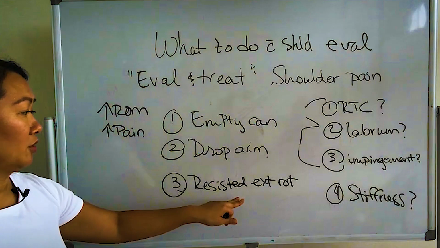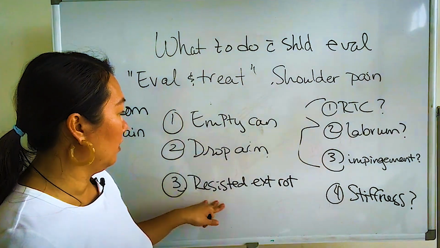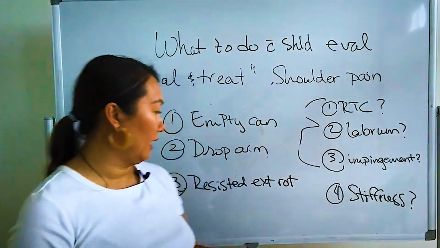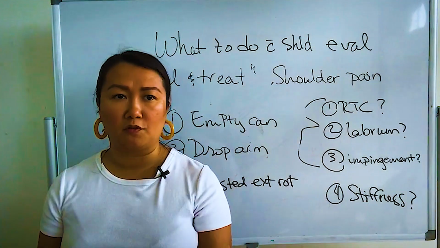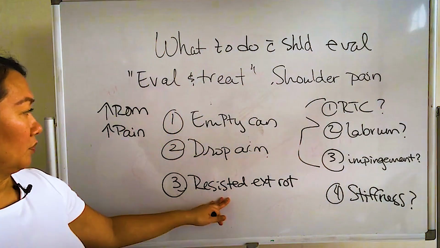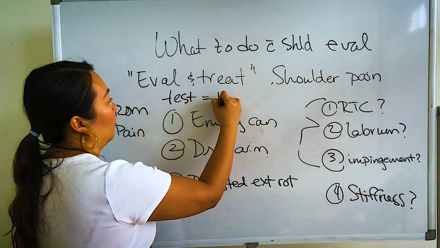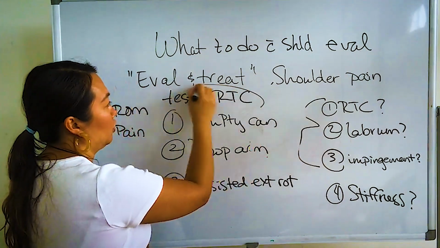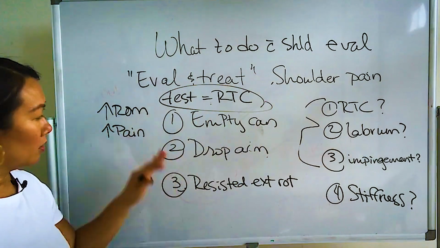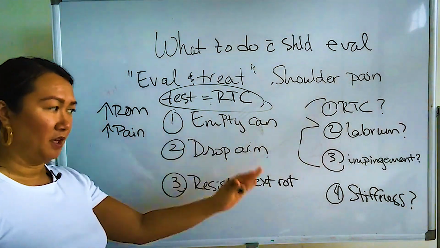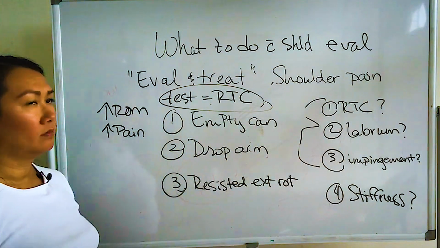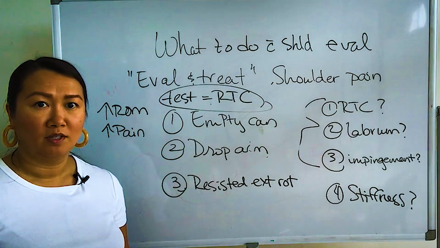So resisted external rotation. Just like when I look at forward flexion and stuff like that, the same thing with external. I'm just looking for external rotation first, and then I'll do the resisted. So those 3 tests are for rotator cuff, right? So you're just looking for rotator cuff types of issues. Good? Yep. Did that help you?